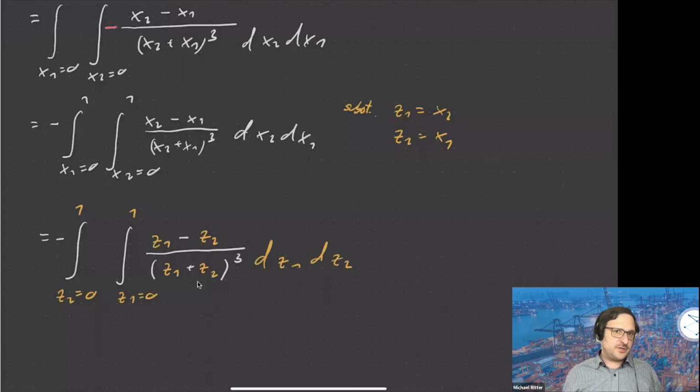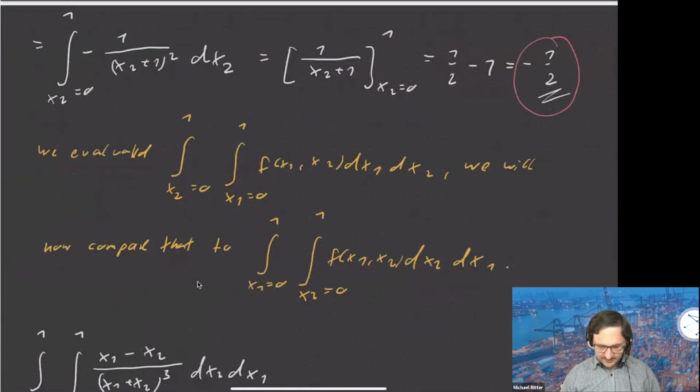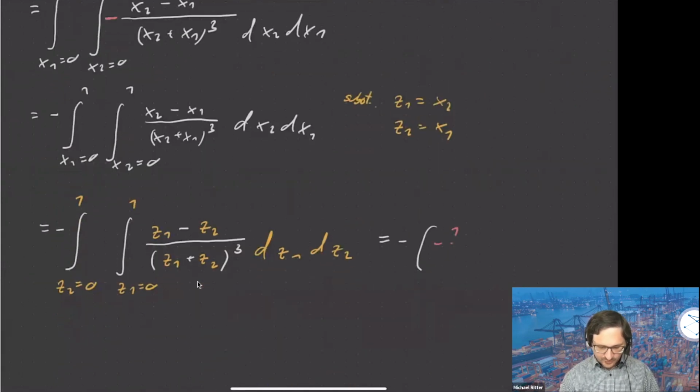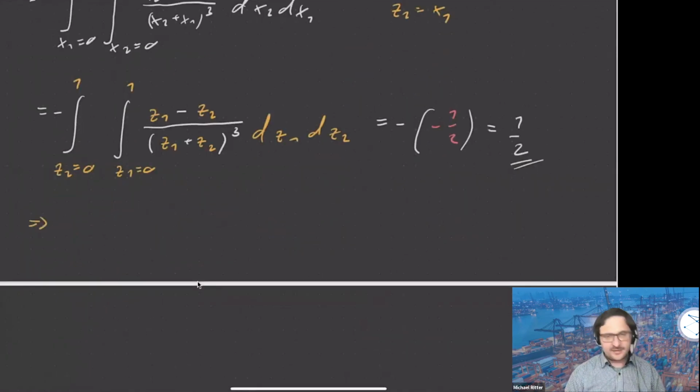So that means I know the result of this integral. It doesn't really matter whether I call the variables x or c, right? It's only the order that matters, and that's the same that I already had. So this is minus, and then I'm just taking the result that I had computed here, and that's -1/2. So the result of this integral is +1/2. And that means what we get here is a different value. So the order of the integration changes the value.